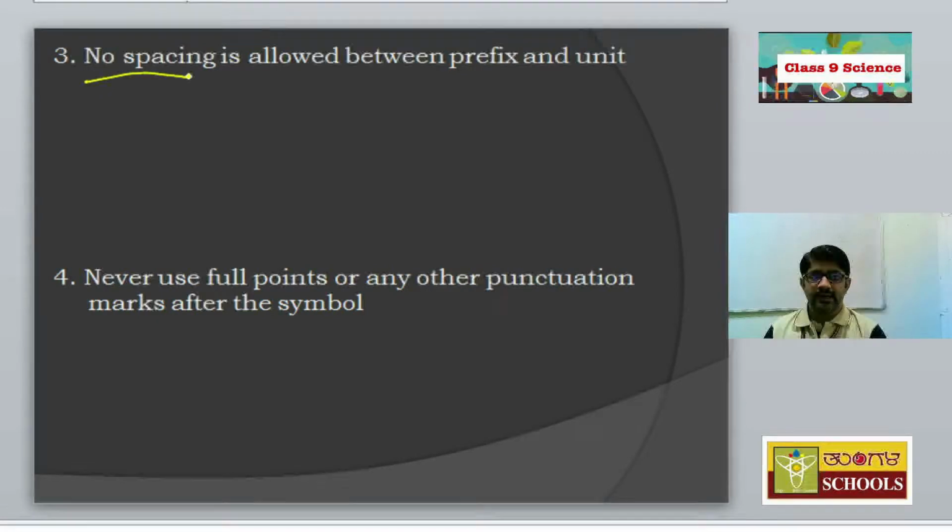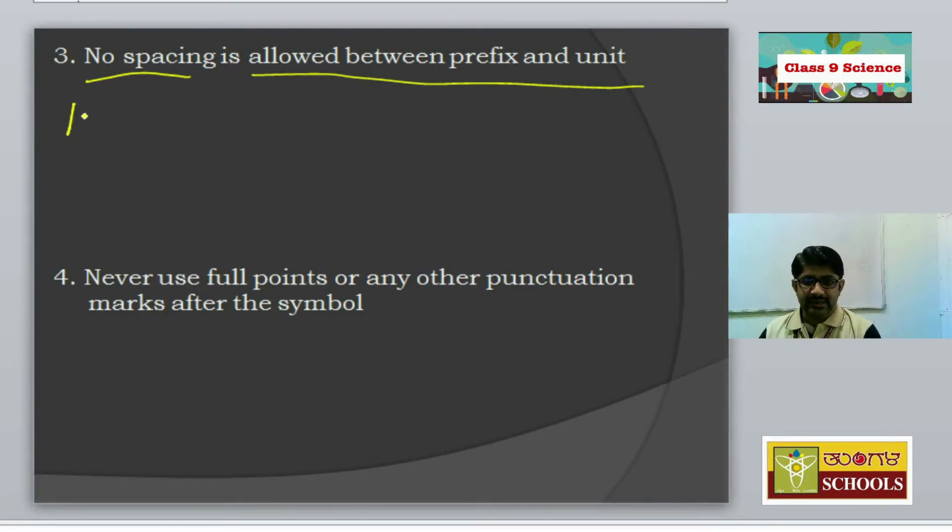No spacing is allowed between prefix and unit. Let us take the example of measurement of mass, that is kilogram. Kilogram should be written like this. No spacing allowed between K and G. K will be the prefix, G will be the unit. Therefore, no spacing is allowed in between. This is the wrong method and this will be the correct method.